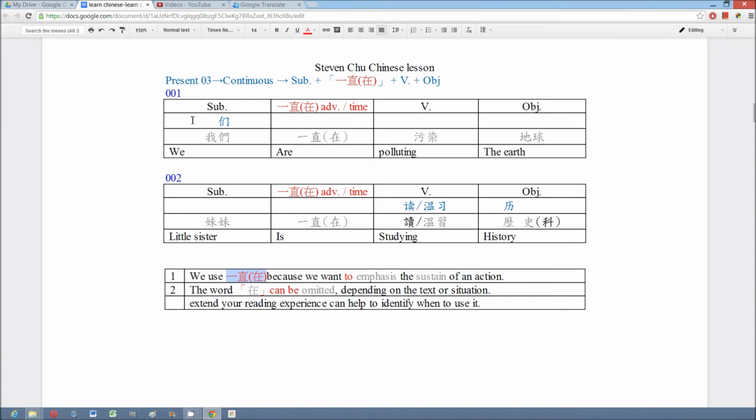The reason we use the 一直在 is to emphasize the sustain of an action. For example, 我们一直在污染地球. That means this problem must be very serious. And another example, 妹妹一直在温习历史. That means she worked very hard, or she must like the history very much. And in some situations we can omit the 在.